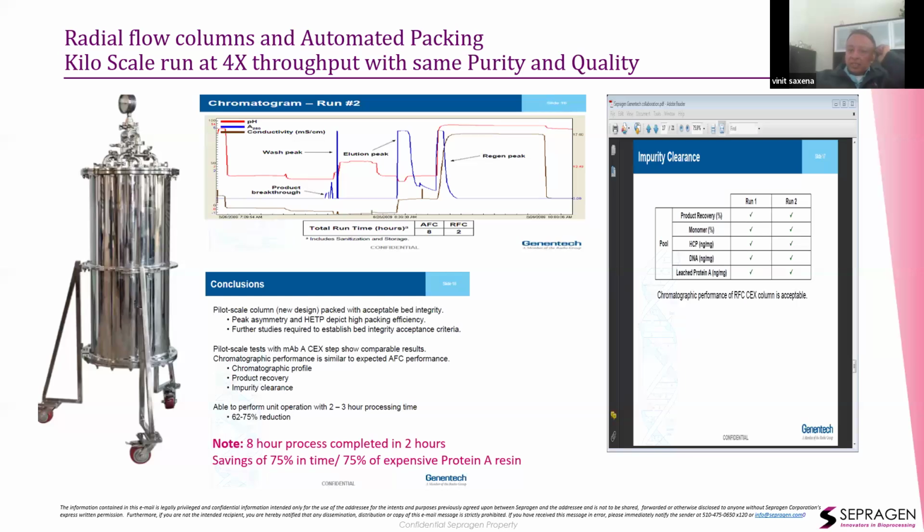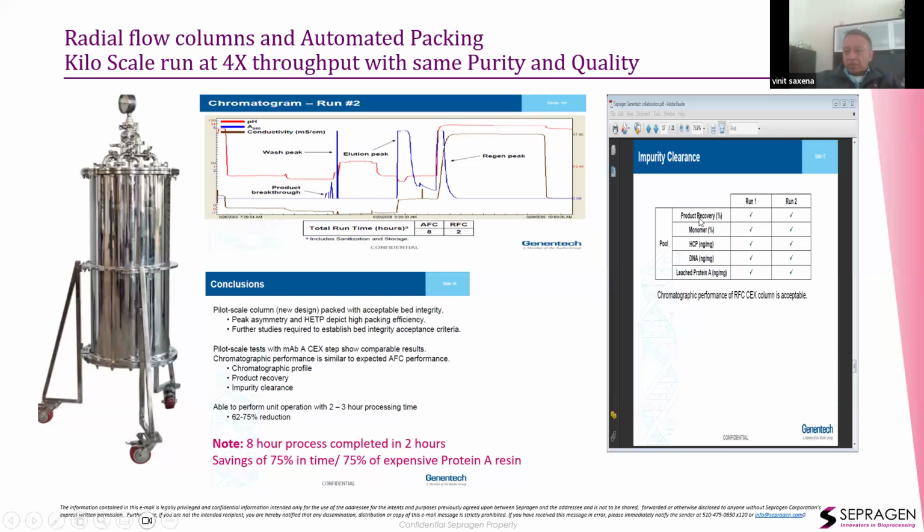Here's data from Genentech, which they presented a paper on. It's not our data, which shows with conventional columns, and this is a kilo scale run. Okay, this is not a bench scale run. Over a 9-month study with axial flow chromatography or traditional chromatography, that process is taking 8 hours. And with radial flow, they were able to do it in 2 hours. And many runs were made. They've taken out the actual numbers, but you can see that product quality-wise, all attributes were met.